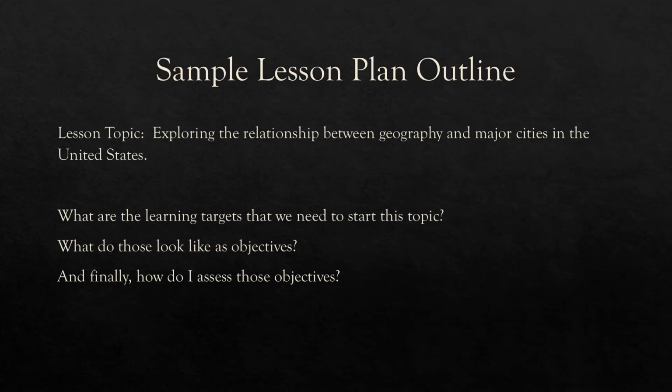So let's move into a sample lesson plan. I picked a topic here that I think most people should have some working knowledge and familiarity with. Sometimes I pick examples away from mathematics because it's easier for me to think objectively about a topic or content area that's not my own. But the topic I want to look at is exploring the relationship between geography and major cities of the United States. So I'm going to assume that most people have some working knowledge of the major geographical features of the United States. Specifically, we're probably talking about the contiguous 48, and then also major cities of the United States.